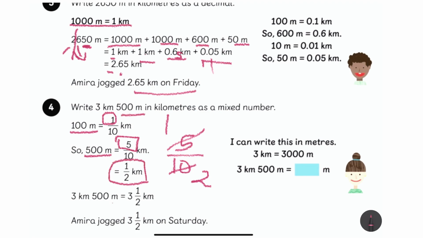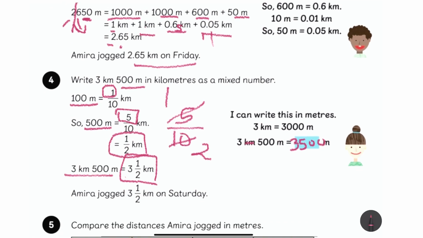These are the ways that you can actually write. So Amira jogged 3.5 kilometers on Saturday. Now we have this person asking us, can I write this in meters? Yes, why not? So 3 kilometer is 3,000 meters. So 3 kilometer, 500 meter will be how much? Simple. I will just remove this and merge. So 3,500 meters. You see how mentally as well you can grow stronger if you know what you have to juggle with or how you have to tackle the problem.